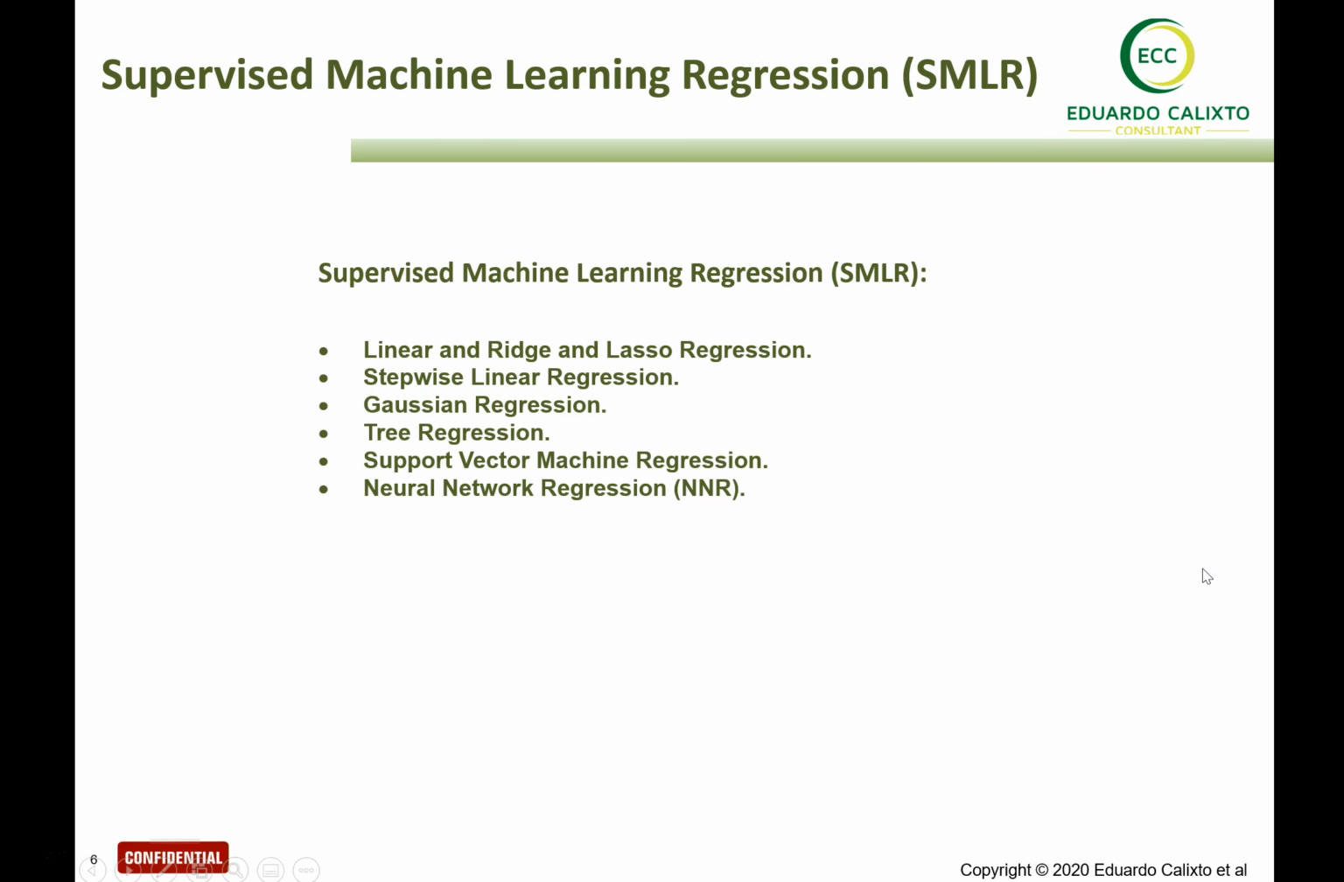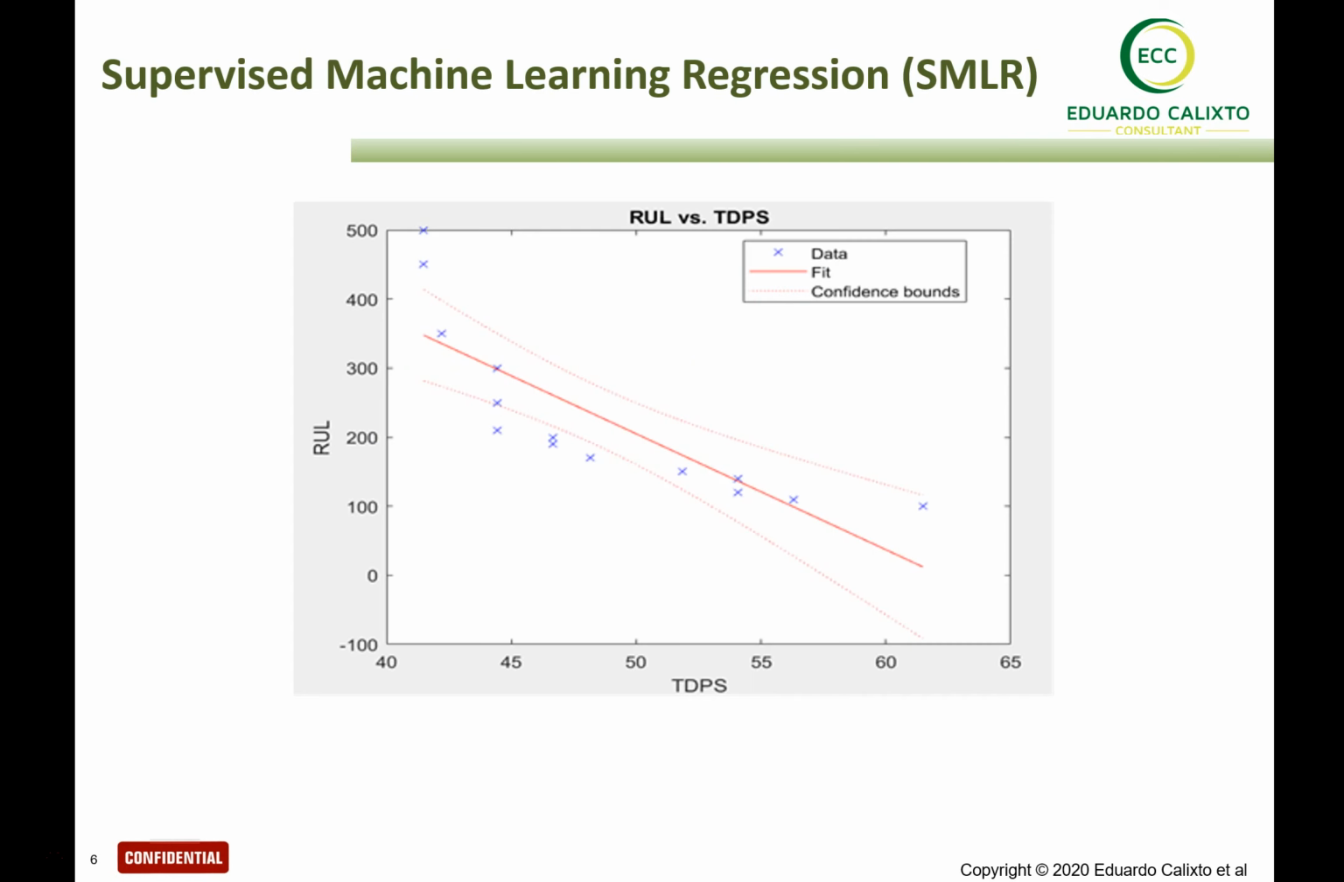We have different types of supervised machine learning regression. The first one that we are discussing in this module is the linear regression, and also the ridge and lasso regression. In the end, by defining and using a data set with independent variables such as temperature, degradation progression signature, and remaining useful life, we will be able to define a model that can predict the future remaining useful lives based on the future temperature values.